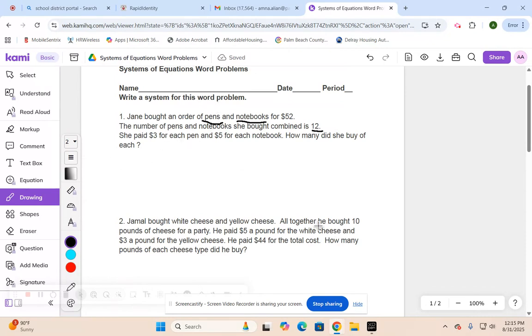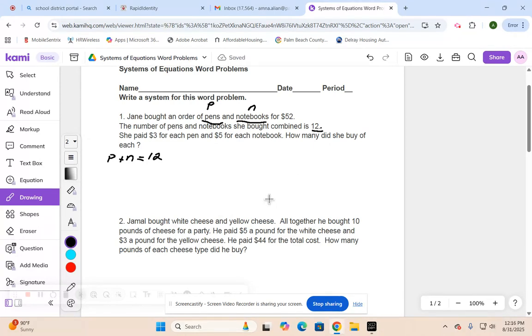So we have to use variables because we don't know how many pens she bought. We don't know how many notebooks she bought. So we'll use P for the number of pens she bought and N for the number of notebooks she bought. So then we can say the number of pens plus the number of notebooks she bought combined is 12 from here.